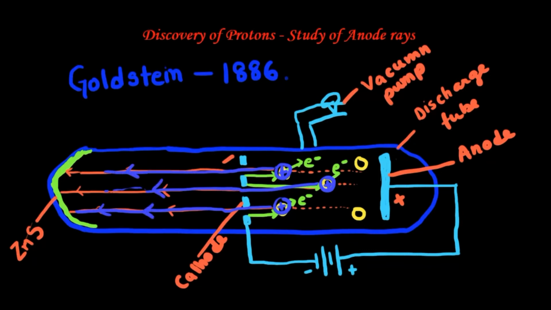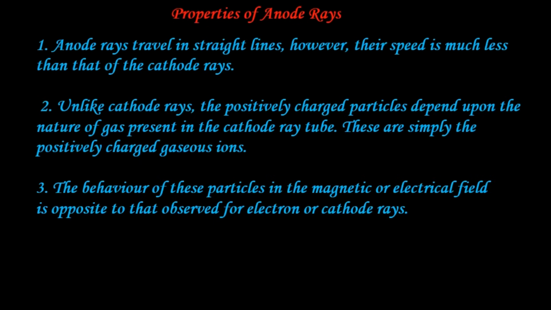So this was all about the discovery of anode rays or canal rays or positive rays. But the actual discovery of the proton was done by Rutherford from these anode rays, which we will be discussing in another video in detail.